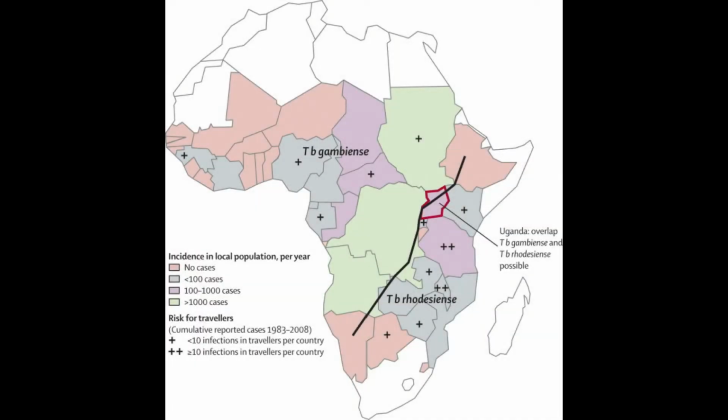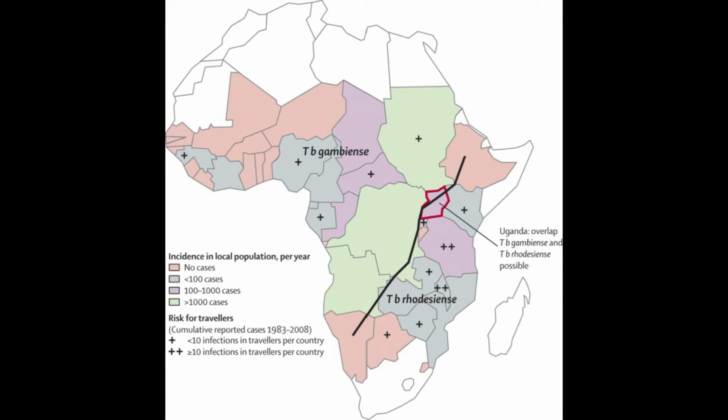There are also two different subspecies of T. brucei, T. brucei gambiense, more commonly found in West and Central Africa, and T. brucei rhodesiense, more commonly found in East and Central Africa. The two subspecies and the two different disease stages both have different treatments, so it is important to be able to diagnose the specific type of trypanosome infection, which cannot be done by microscopy alone.